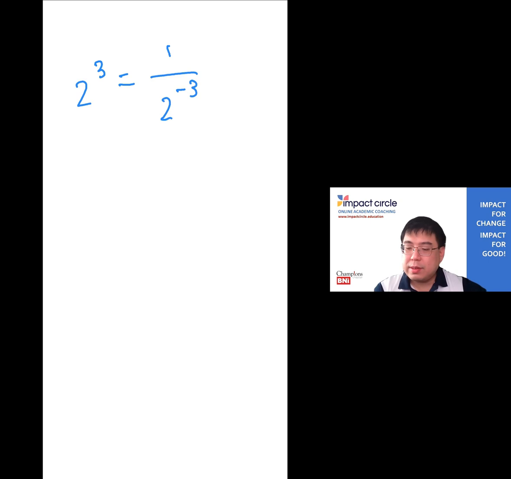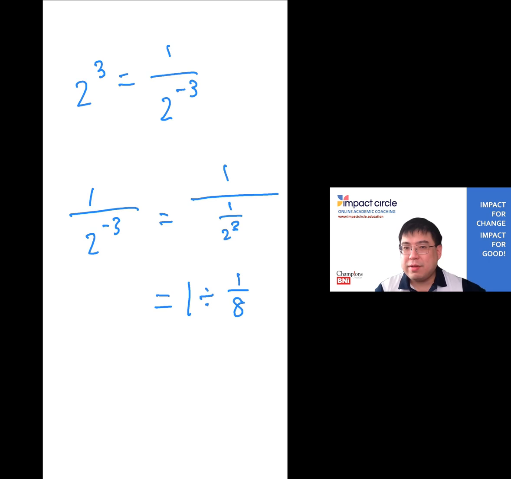Because why? Because this is actually equal to this, right? Which is 1 divided by 1 over 8. And you use your primary school keep, change, flip. Keep, change, flip. Okay, and this is actually equal to 8. Yeah? Which is 2 to the power of 3. Yeah, so you have to remember both ways.